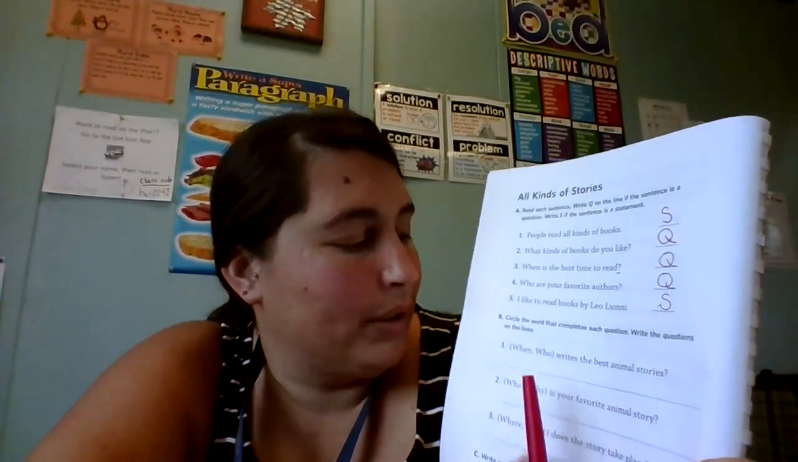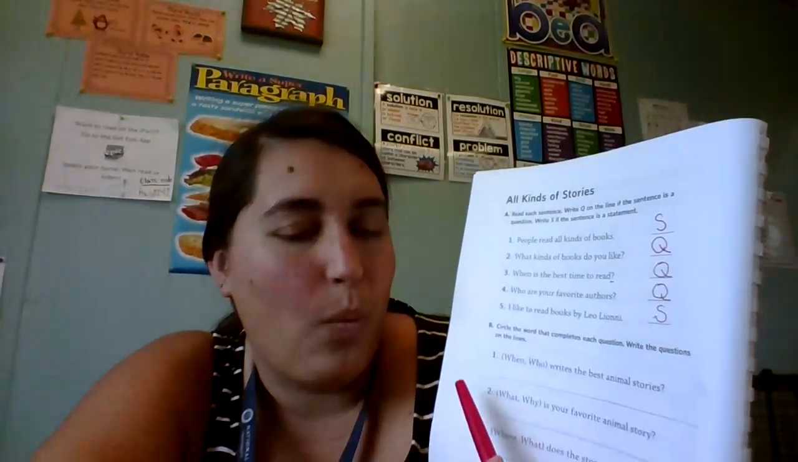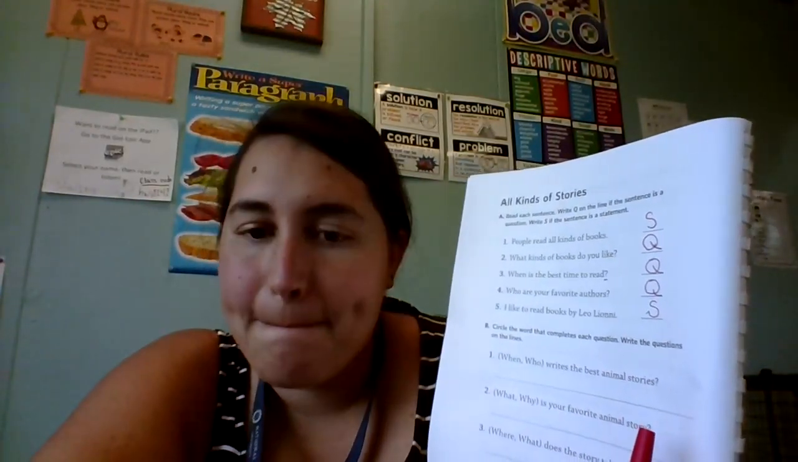Now it says circle the word that completes the question. Write the questions on the line. So down here we have two different options, when or who. So we're in class, we should go through and read it with both of the options to see which one sounds better. If it sounds right, it's probably right. If it sounds wrong, it might be wrong. So when writes the best animal stories, or we could say who writes the best animal stories. So is it when or who? Hopefully you said who. Who writes? So we're going to go ahead and circle who.